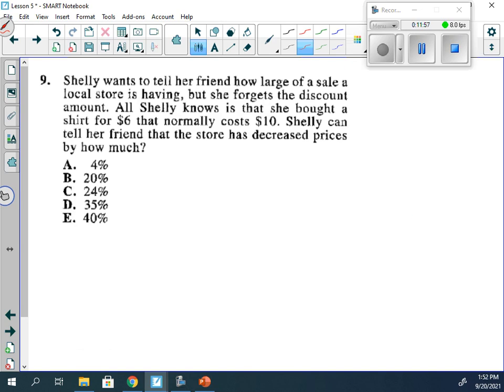Question number 9. Shelly wants to tell her friend how large of a sale a local store is having, but she forgot the discount amount. All Shelly knows is that she bought a shirt for $6. So she bought a shirt for $6 that normally costs $10. Shelly can tell her friend that the store has decreased prices by how much?